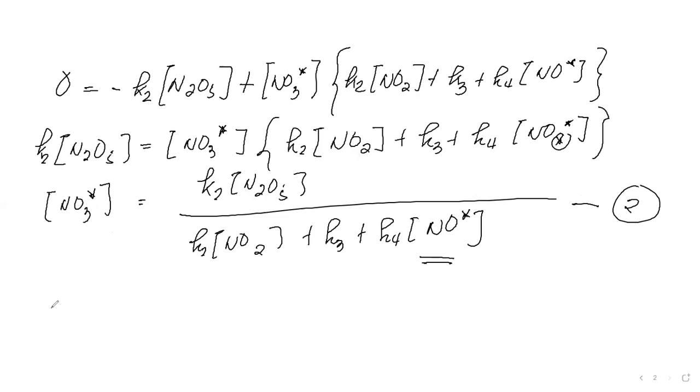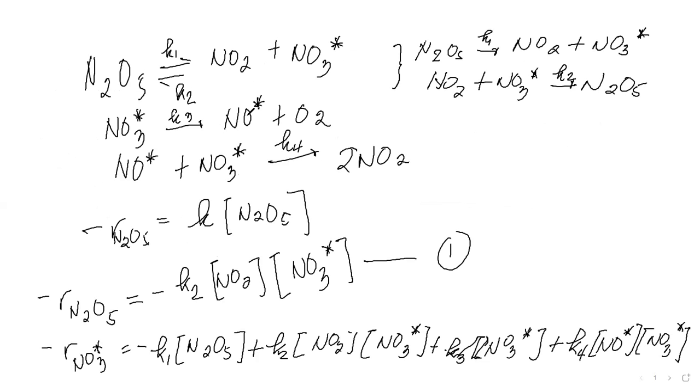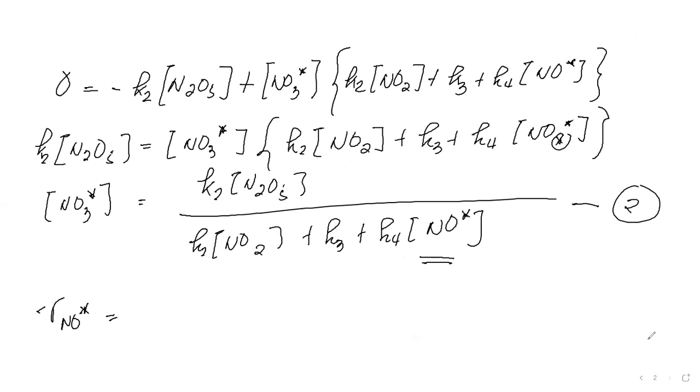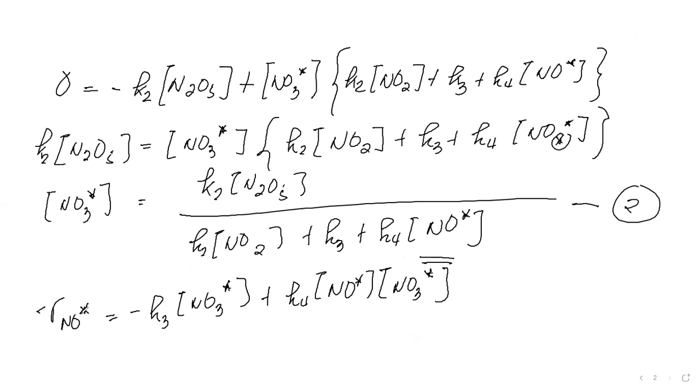How? You set up another equation based on the intermediate NO, or nitrogen oxide. Based on the equations that we have, NO is present in the last two reactions only. I'll go back to the previous page. You can see that NO is present here and in here, but it's not appearing in the reversible reaction. So then you will only have two terms for the representation of NO. And those two terms would be negative K3 NO3 asterisk plus K4 NO asterisk NO3 asterisk.